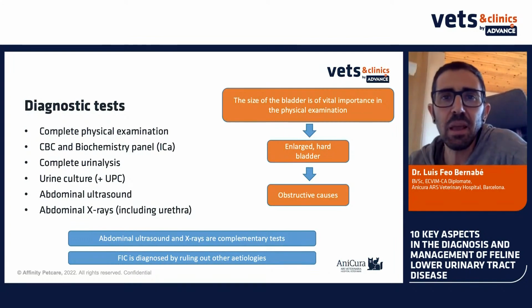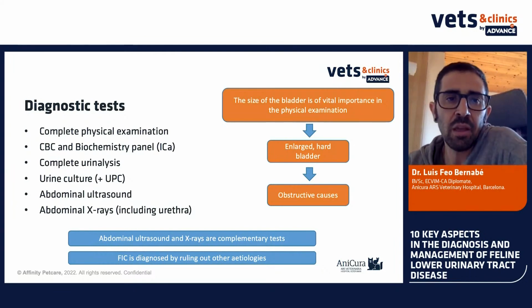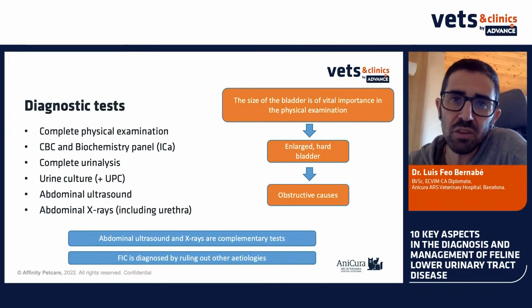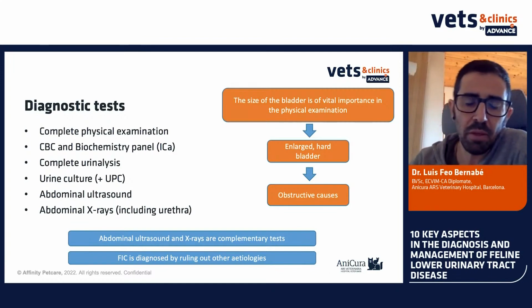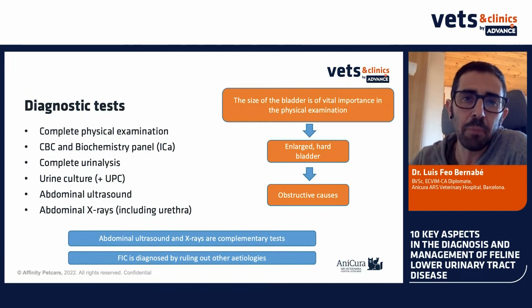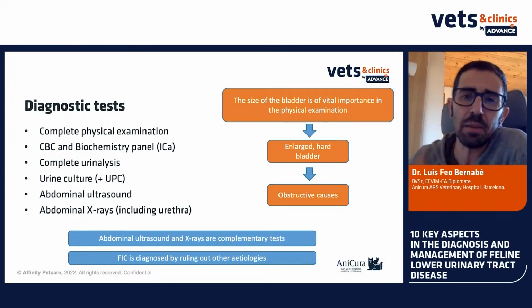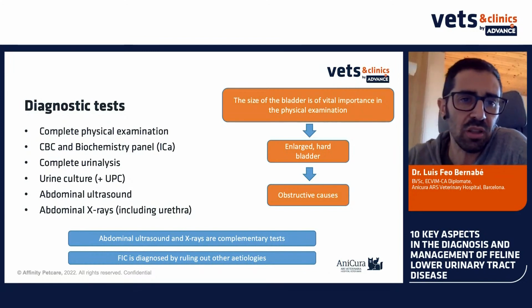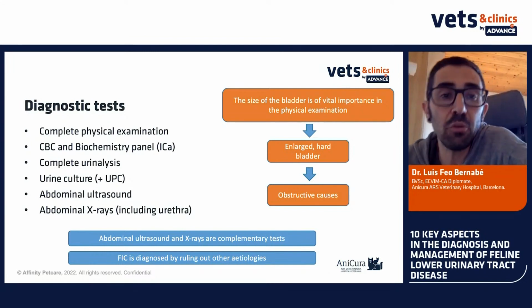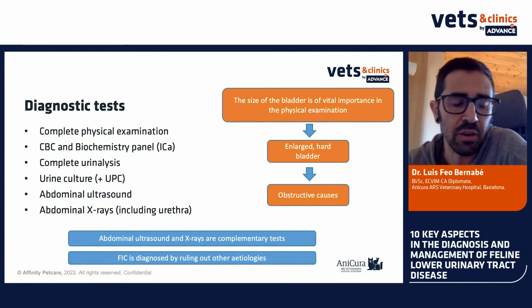But what are the main tests that you need to do in this patient? For sure, after you finish your complete physical examination, you need to do a CBC and biochemistry panel. It's important to include ionized calcium in your biochemistry panel. Just to remember, and we will talk about that later, it's quite common to have hypercalcemia in some types of uroliths. I think it's really important to rule out systemic diseases like pyelonephritis or other systemic diseases that can cause these clinical signs. For sure, a complete urinalysis is really important in these cases, and we will talk about that later.